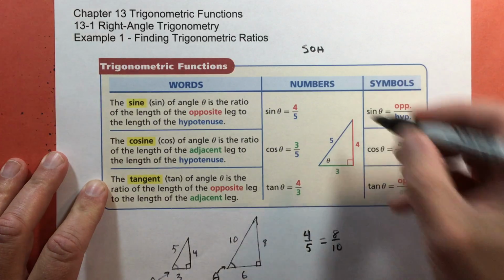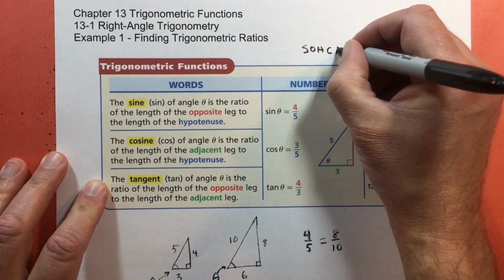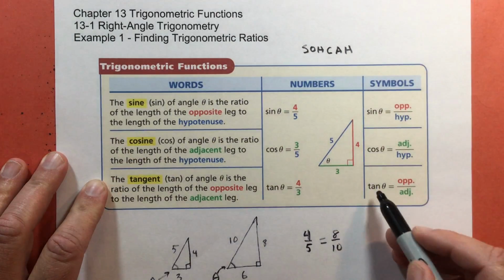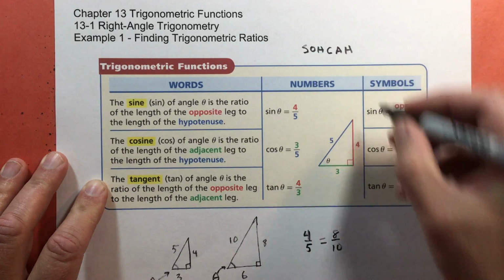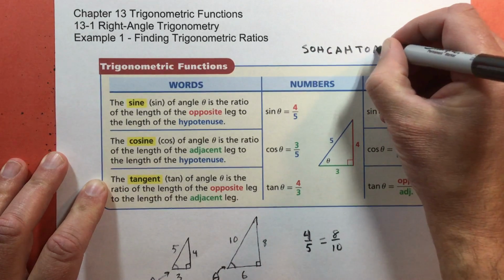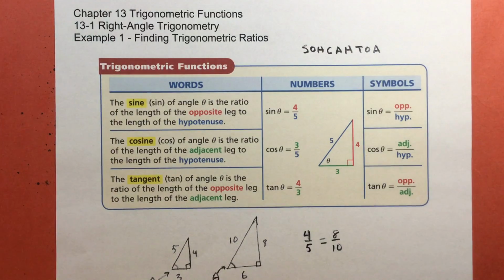Cosine is the adjacent over the hypotenuse. And tangent is opposite over adjacent. So what you'll hear math teachers say is, remember SOHCAHTOA. You know, it kind of makes a goofy word, all right? So it's actually an acronym, like PEMDAS. But we use that a lot when we talk about just starting out with basic trigonometry.